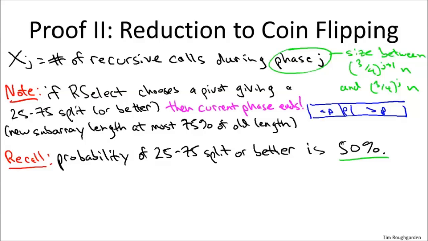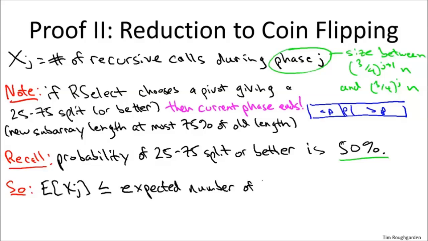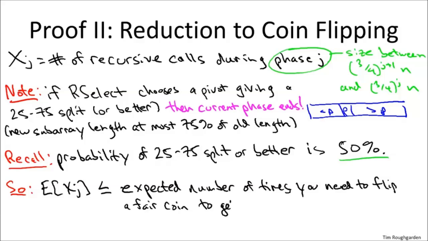So this is why we can reduce our analysis of the number of recursive calls during a given phase to a simple experiment involving flipping coins. Specifically, the expected number of recursive calls that we are going to see in a given phase j is no more than the expected number of coin flips in the following experiment. Okay, so you have a fair coin, 50% heads, 50% tails. You commit to flipping it until you see a head. And the question is, how many coin flips does it take up to and including the first head that you see? Okay, so at minimum, it's going to be 1 coin flip.